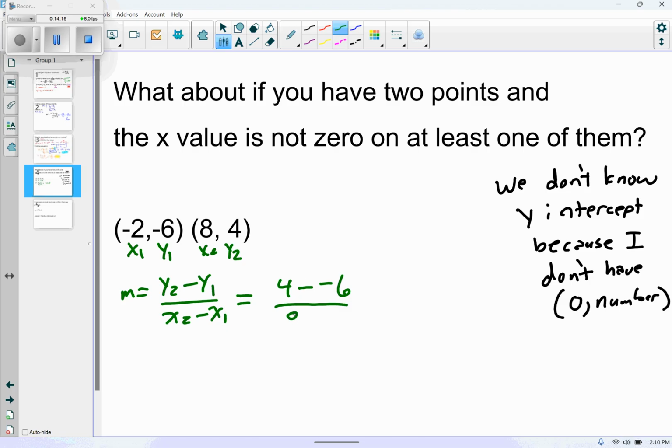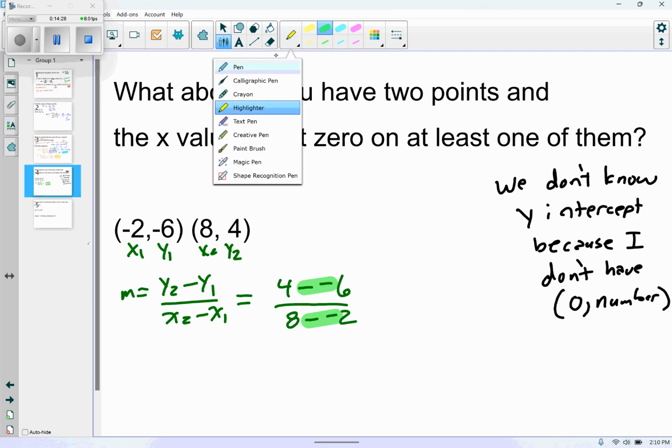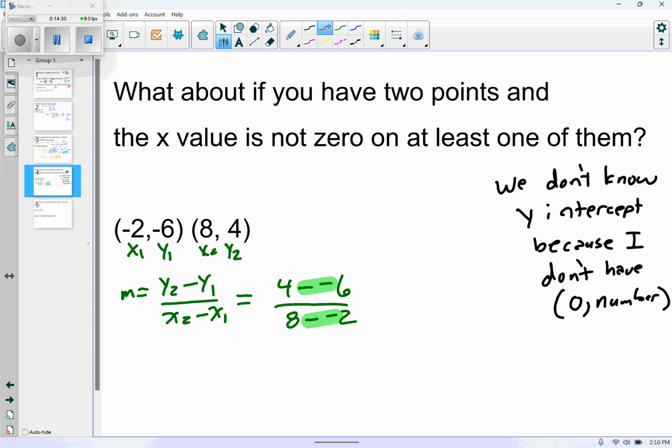We'll come back to it. Then I get 8 minus minus 2. So friends, I want you to take a look at this. I have a negative negative there and a negative negative there. What does the negative negative do? Positive. Very good. So this becomes positive. This becomes positive. So 4 plus 6 is 10. 8 plus 2 is also 10.